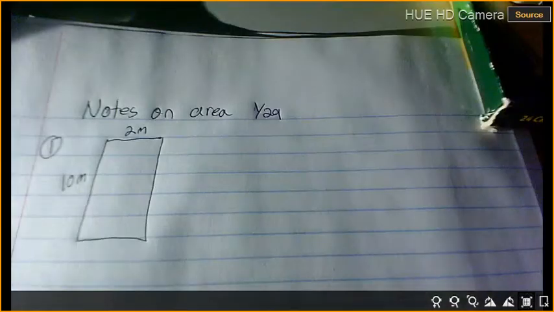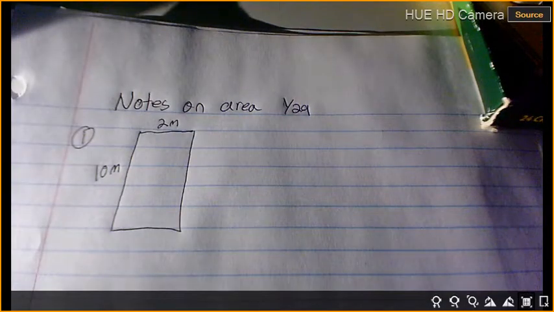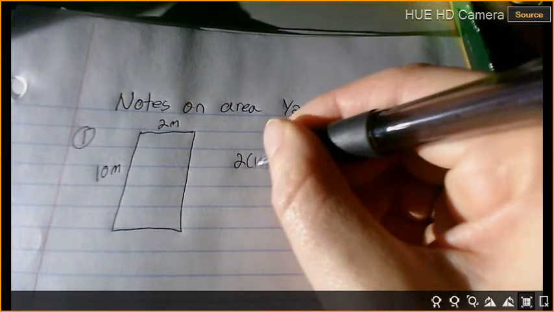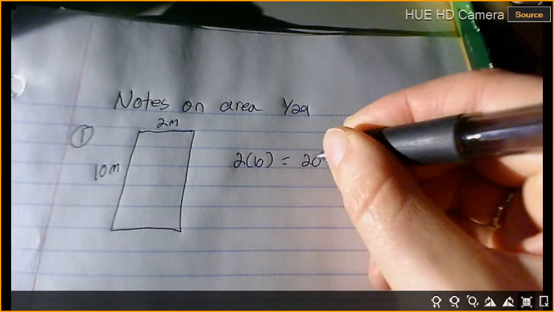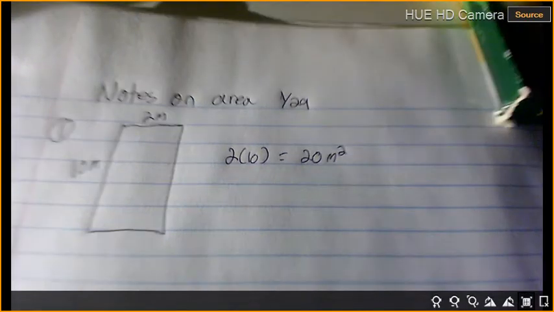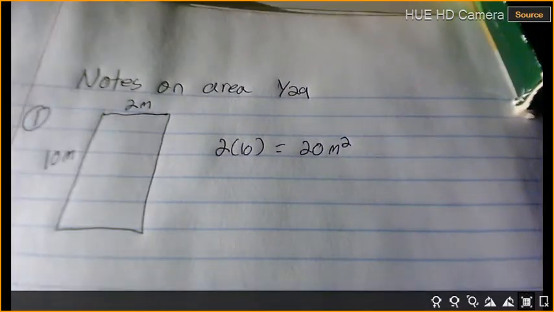Okay. So let's start with something like our warm-up. Okay, so if I have, this is 2 meters by 10 meters, what is the area of this rectangle? We're going to do 2 times 10. That gives me 20 meters squared. We want to make sure to have, can you guys see in the back? If anybody's having trouble seeing, please let me know.